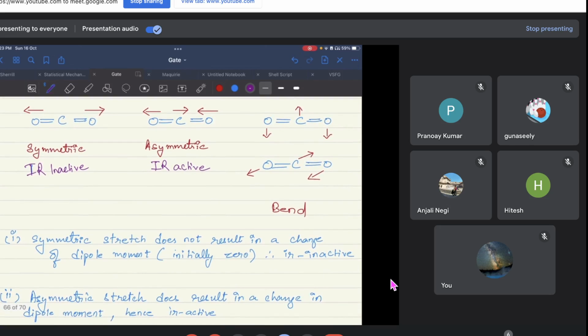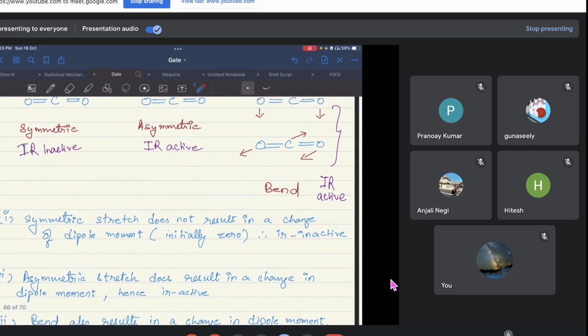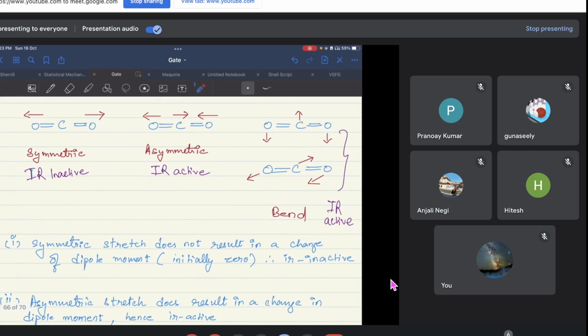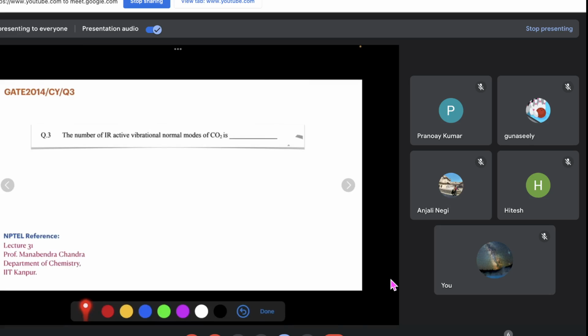Now the other two, that is the bend motion of the CO2 molecule, these two modes again will give me a change in the dipole moment, and hence these two are IR active. Okay, so the bend also results in a change in dipole moment, and hence these are also IR active. So overall I have a total of 1, 2 and 3 IR active modes. So the IR active vibrational normal modes of CO2 are 3. The answer is 3 here.